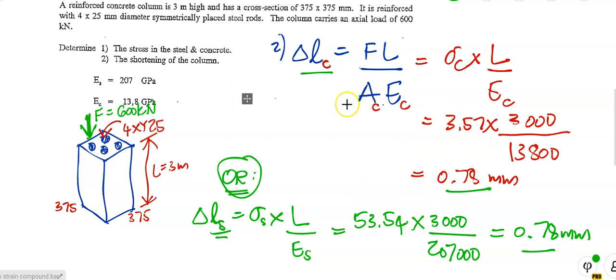Okay people, so that's our first example of compound bar theory. It's called compound bar theory, where we apply the equilibrium equation and the modular ratio equation to find the stress in the steel and the concrete, and also work out the shortening of the column.